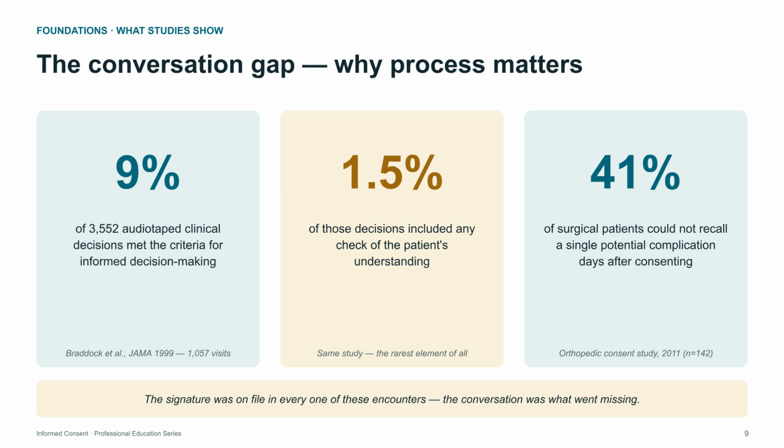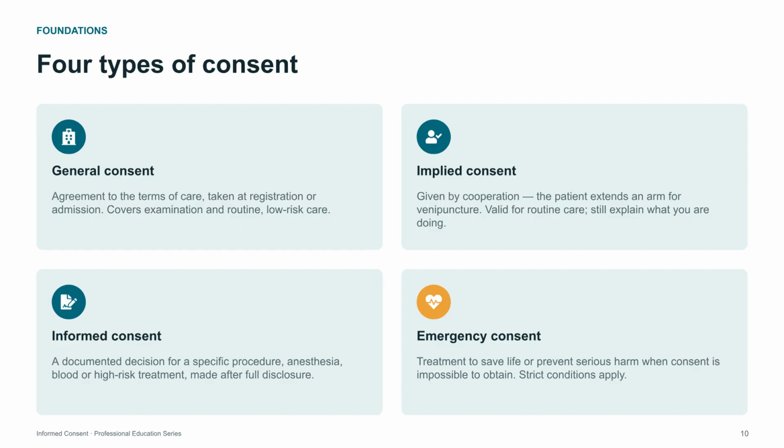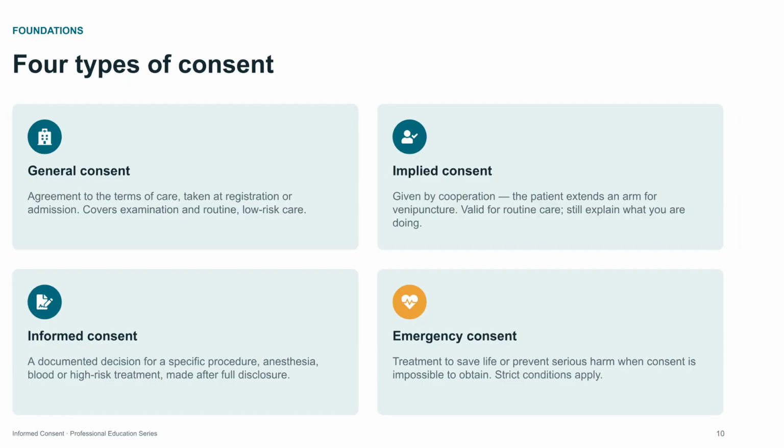Studies show a significant "conversation gap" in clinical practice. In many cases, while a signature is obtained, the meaningful discussion required to meet the definition of informed consent often goes missing, leaving patients without true understanding of the risks. In clinical practice, there are 4 primary types of consent: general consent for routine care, implied consent for low-risk cooperation, written informed consent for procedures, and emergency consent for life-saving interventions when other forms are impossible.